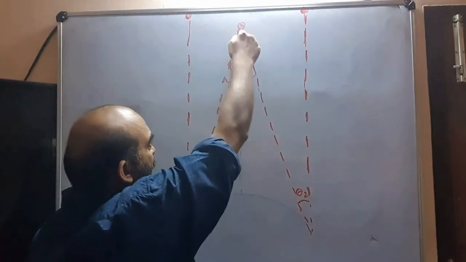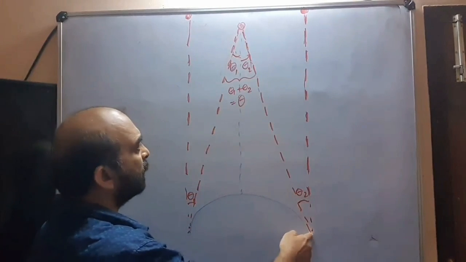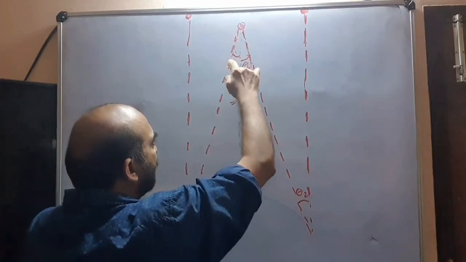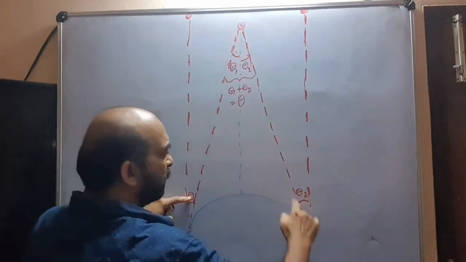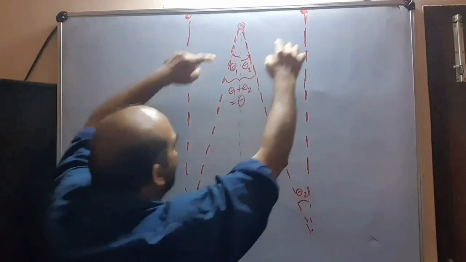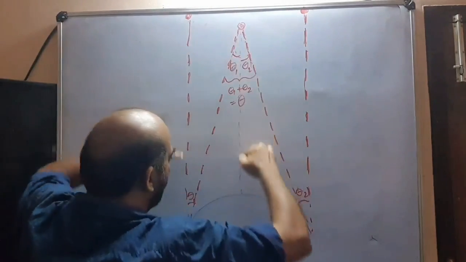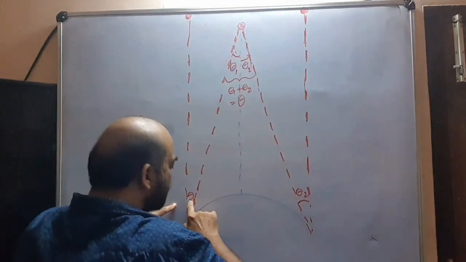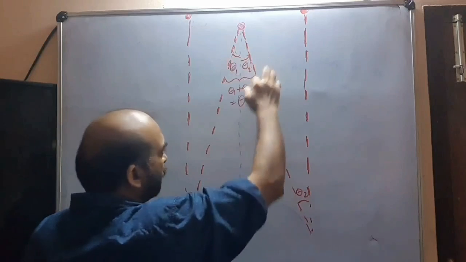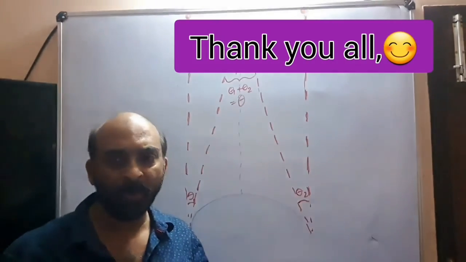Now imagine a line drawn perpendicular to the Earth's surface. If this is theta 1, this angle also will be theta 1. If this is theta 2, this angle also will be theta 2, because these two lines are parallel. So this angle plus this angle will be this angle. Thus we get the parallactic angle. Hope you understood that.